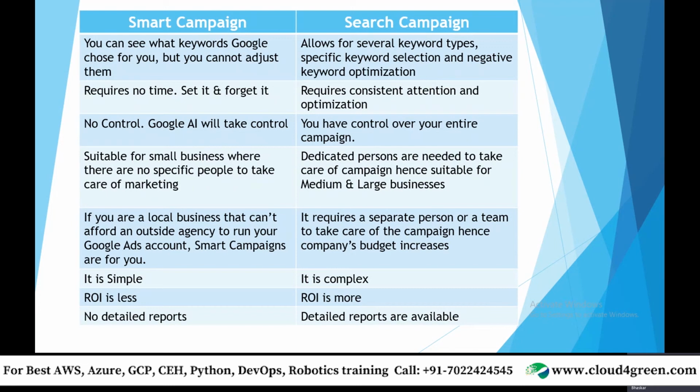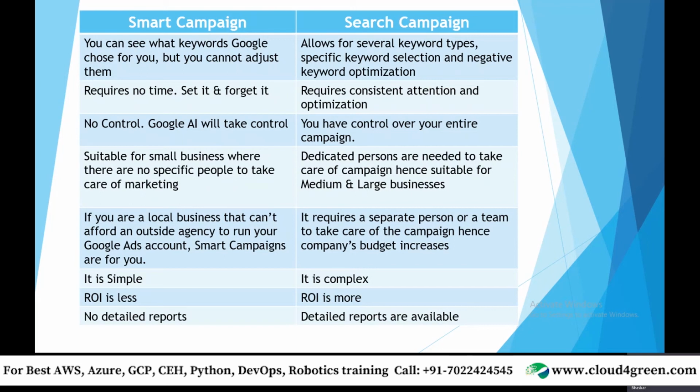Search campaign is suitable for moderate to high budgets. In smart campaign, if you are a local business that can't afford an outside agency to run your Google Ads account, smart campaigns are for you. In a search campaign, it requires a separate person or a team to take care of the campaign, and the company's budget increases. So a smart campaign is simple.